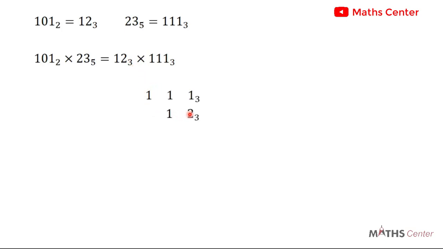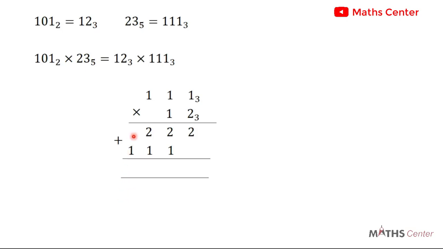To multiply them, we arrange them in this way. We have our multiplication sign here, then we draw the line to begin the multiplication. We have 2 times 1 will give us 2. 2 in base 3 is 2. 2 times 1 gives us 2 again, and 2 times 1 gives us 2. Now 1 times 1 gives us 1, 1 times 1 gives us 1, and then 1 times 1 gives us 1.